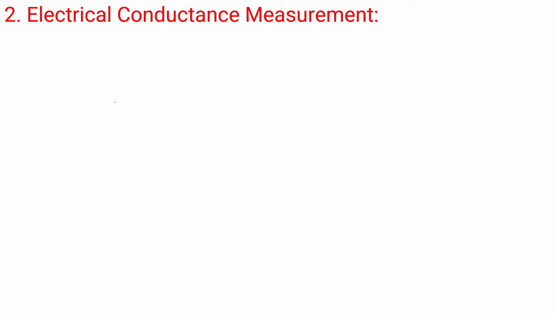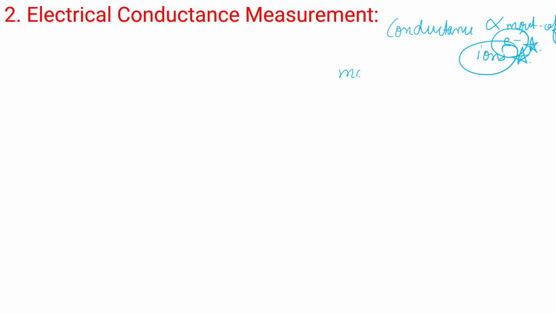The other evidence that was provided by Werner for his coordination complex theory was electrical conductance measurement. As you know, electrical conductance is basically due to the movement of electrons or ions. If more ions are present, there is more current. If you have five ions, there will be more.